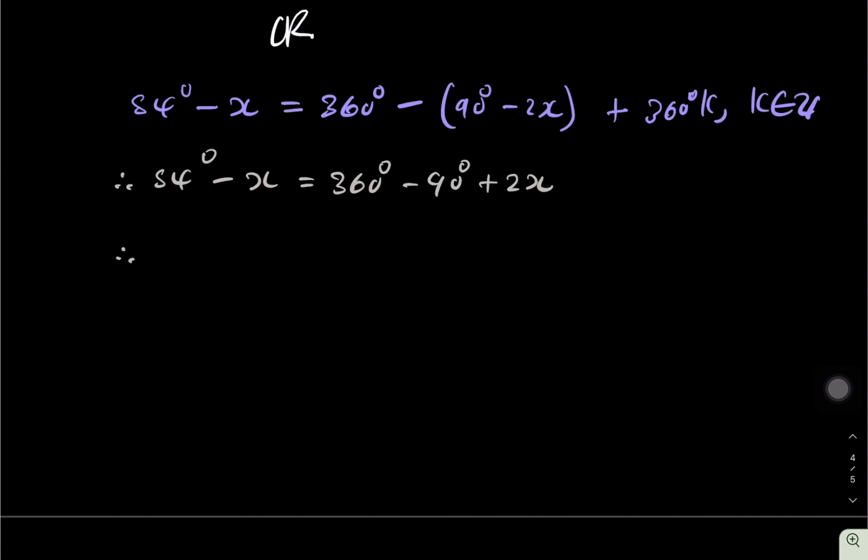And then you take away 54. So you have a negative 3x. You divide by negative 3. X is going to be equal to negative 72 degrees.